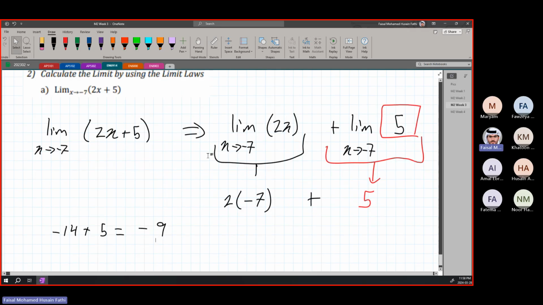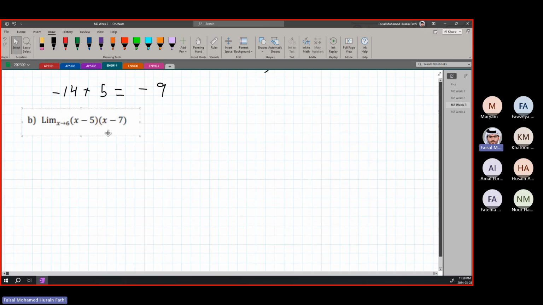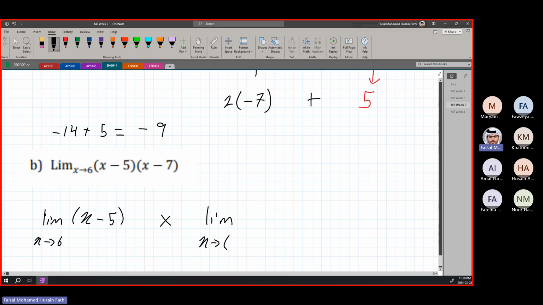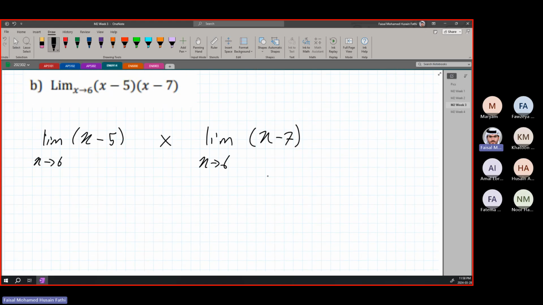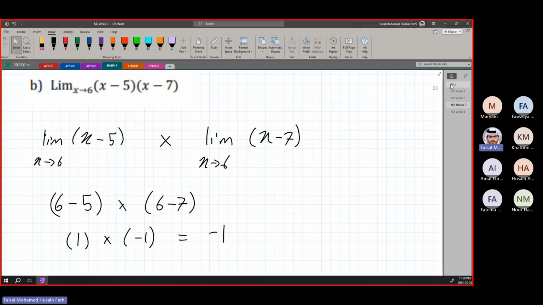All right. So this is one of the rules for limits that you can do. Another rule we have for limits is multiplication. So earlier we saw addition, we can separate them. Multiplication, same thing. We can also separate them. So the limit as x goes to 6 of x minus 5 times the limit as x goes to 6 of x minus 7. We could just separate them and solve them separately. We could also solve them directly, but they both work exactly the same. But these are just some of the laws you can apply. So it's going to be 6 minus 5 times 6 minus 7. So it's 1 times minus 1, which is just equal to minus 1.